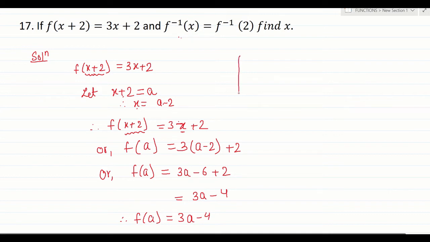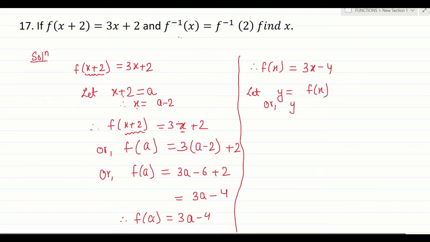Since we have found f of a, now we can write, therefore f of x is equal to 3x minus 4. We have just replaced this a and this a by x. Okay, we have found f of x. Now we are going to find out f inverse x. So let y is equal to f of x, or y is equal to 3x minus 4.